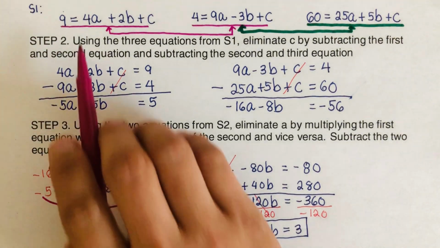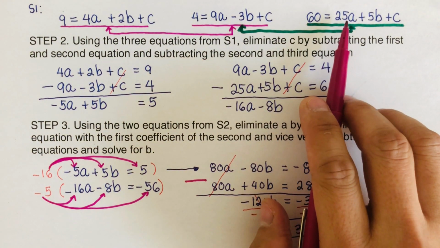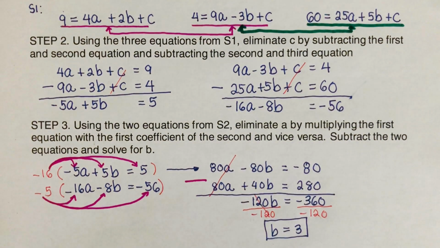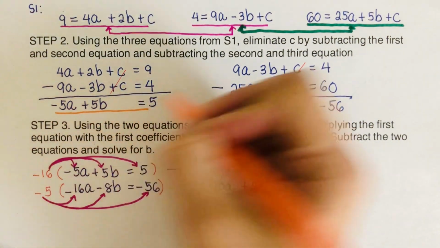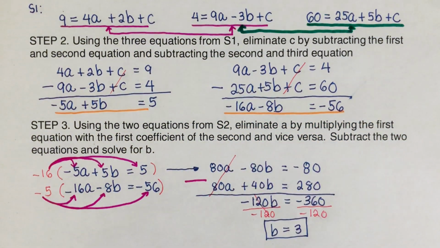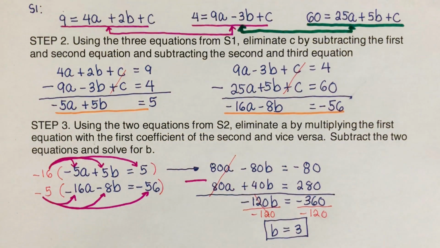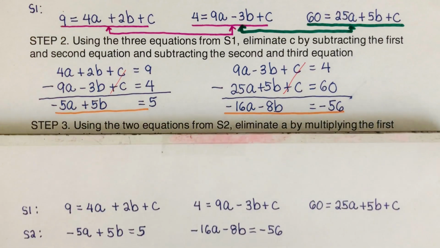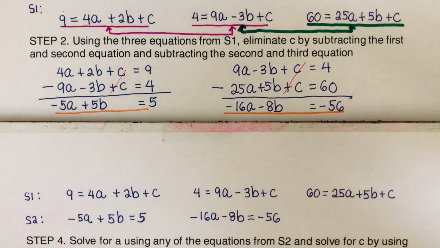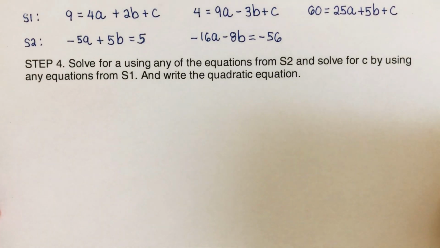Again, looking at this, these are the three equations from step 1, and these are the two equations from step 2. I'm going to label that with a different color. What I did was I wrote that up here so that we will have a guide on what to do. I wrote the three equations from step 1 and the two equations from step 2 because we are going to use these equations in step 4. So this is step 4 right here.